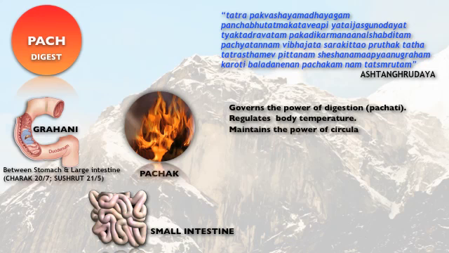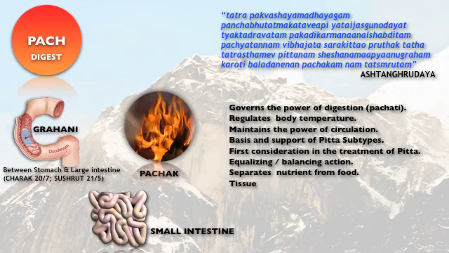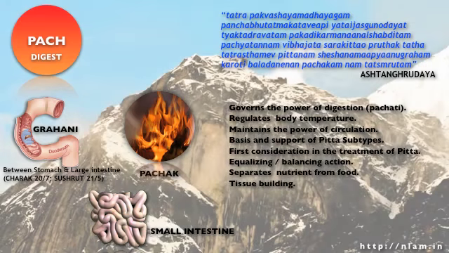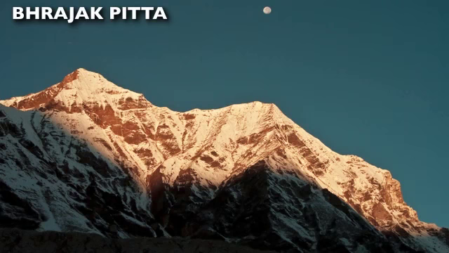Pachak Pitta is the basis and support of the other forms of Pitta. Pachak Pitta is the first consideration in the treatment of Pitta, as a primary source of heat is the digestive fire Agni, with which this form of Pitta is intimately bound. Like Samanvayu, it has mainly an equalizing or balancing action and discriminates the nutrient from the non-nutrient part of food. It is responsible both for building up our tissues and for destroying any pathogens that have entered the body with the food.